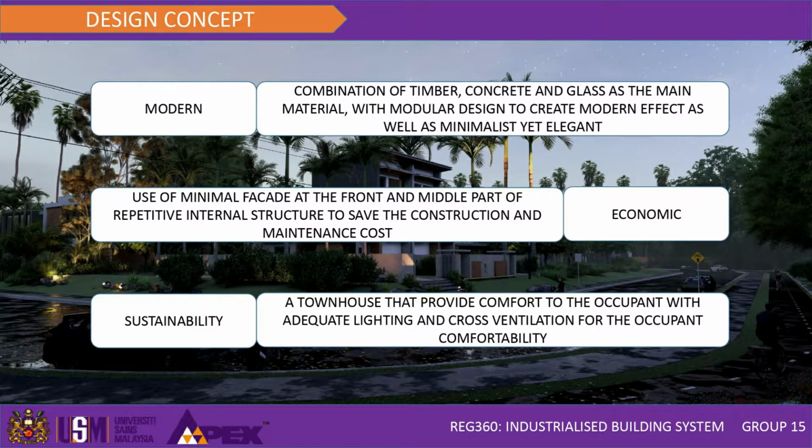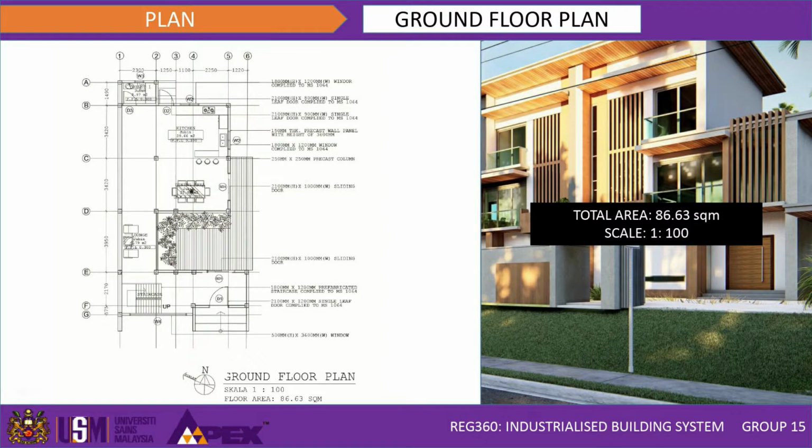To save construction cost and maintenance cost, a minimal facade is also used at the front, and a repetitive internal structure at the middle. Besides, adequate lighting and cross ventilation are also provided in our townhouse design as sustainable design for the occupants' comfort. Next, I will go to the floor plan.